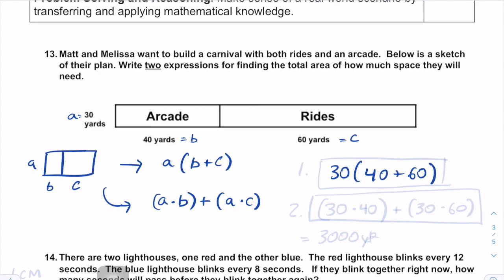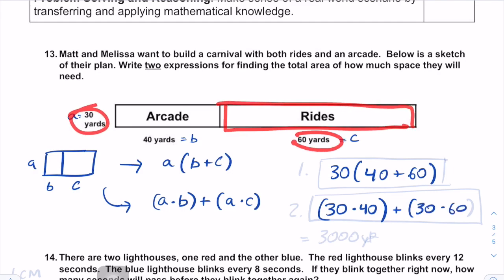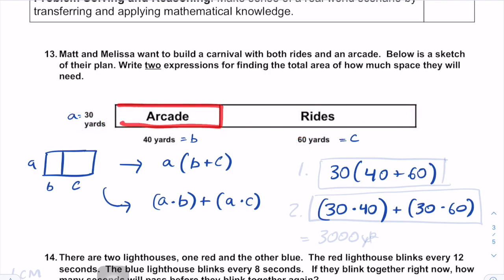The other way of doing this is to get the area of the first box of the arcade, which is 30 times 40, and add that product with the product of the area of the rides, which is 30 times 60. And when you add these together, they would obviously give you the area of the entire space.